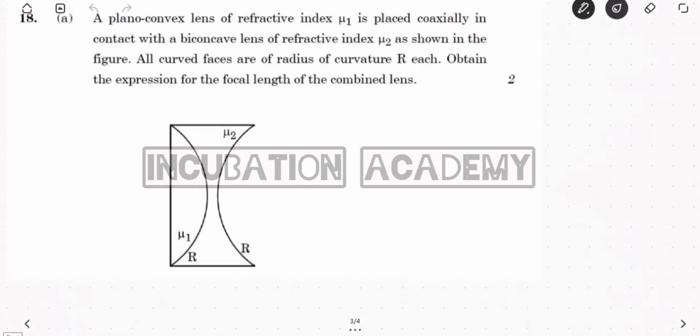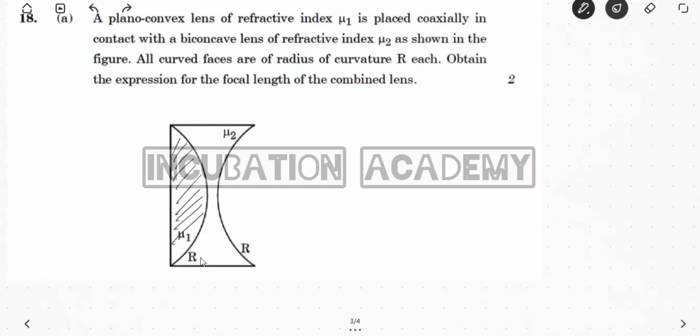Now in this problem, what is given? Two lenses are given. The first one, what I am just marking here, is of refractive index mu1 and it is a plano convex lens. Plano means this plane, I am talking about this plane. This plane is plane, whereas this one is convex. That is why it is called the plano convex lens.